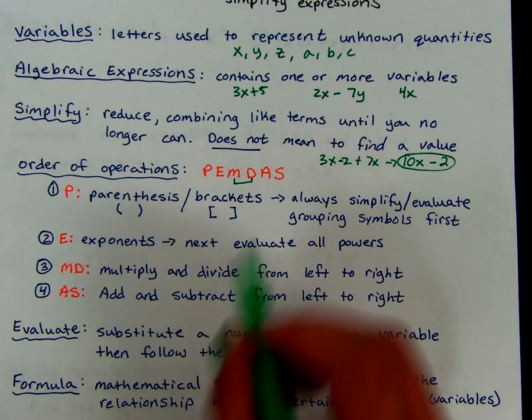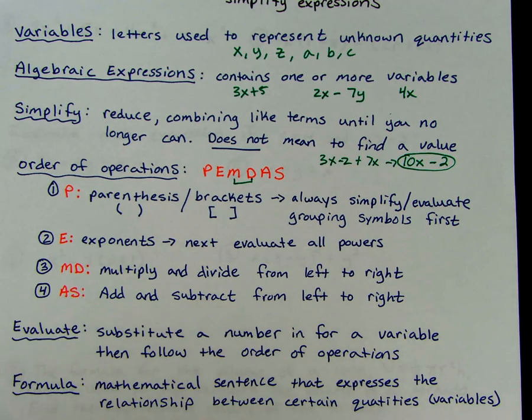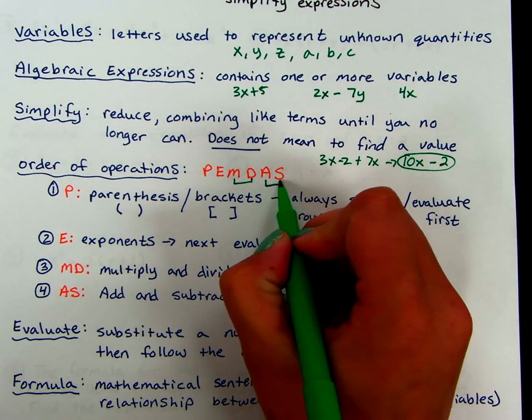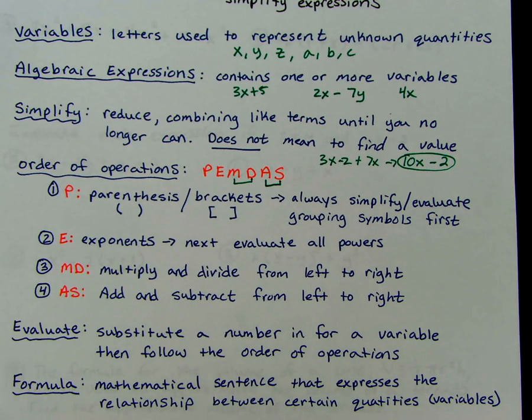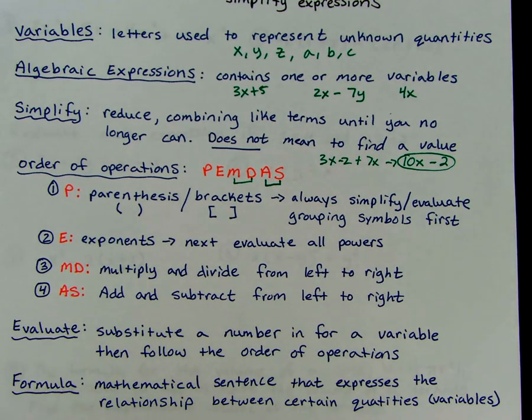Same thing with addition and subtraction. So A and S stand for addition and subtraction. And again, that is done from left to right. So these are done at the same time. And then don't forget too, distributing kind of falls underneath the multiplication and the grouping symbols. So we will also be doing that as well.